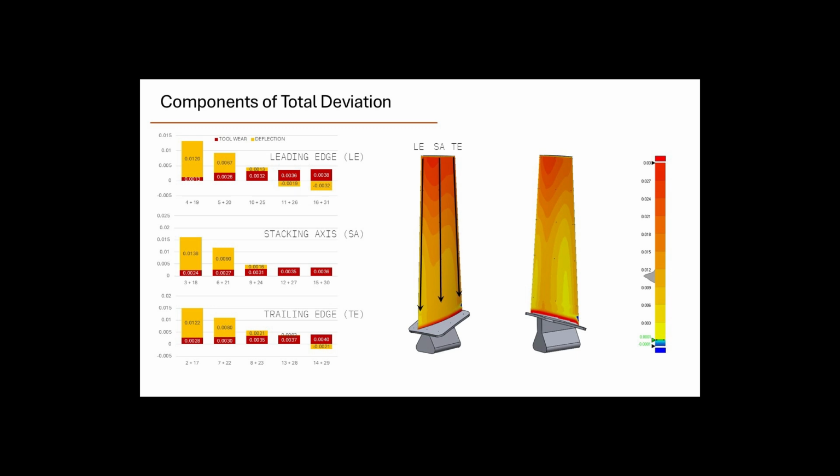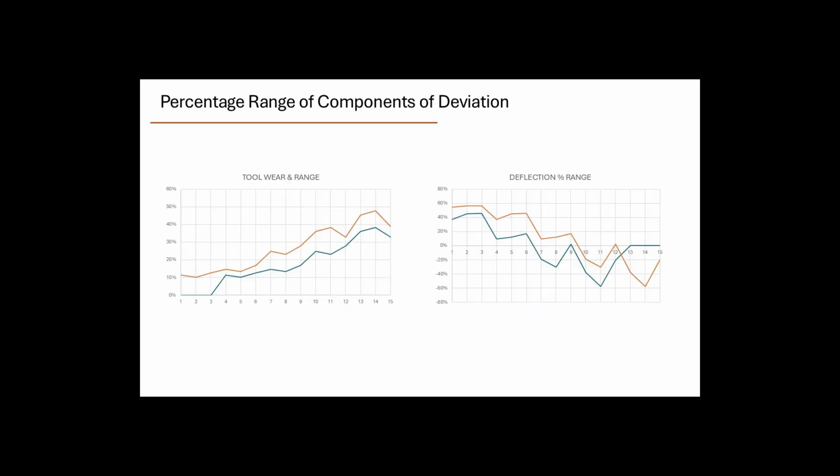Conversely, the tool wear starts off small but increases as we go to the base. This makes sense because we start at the tip and machine down to the root. Similar trends for stacking axis and trailing edge. What we can do with this data is calculate the percentage range within which we're seeing this behavior.